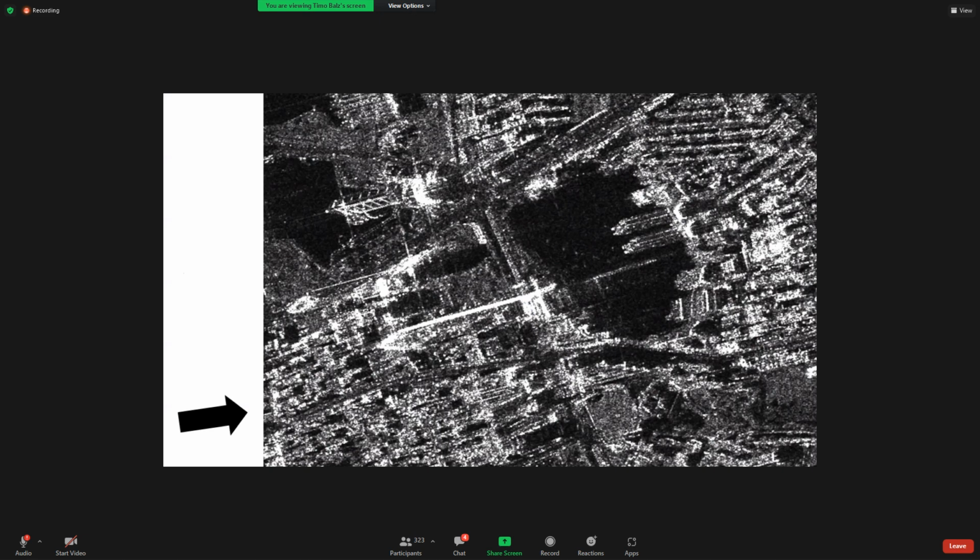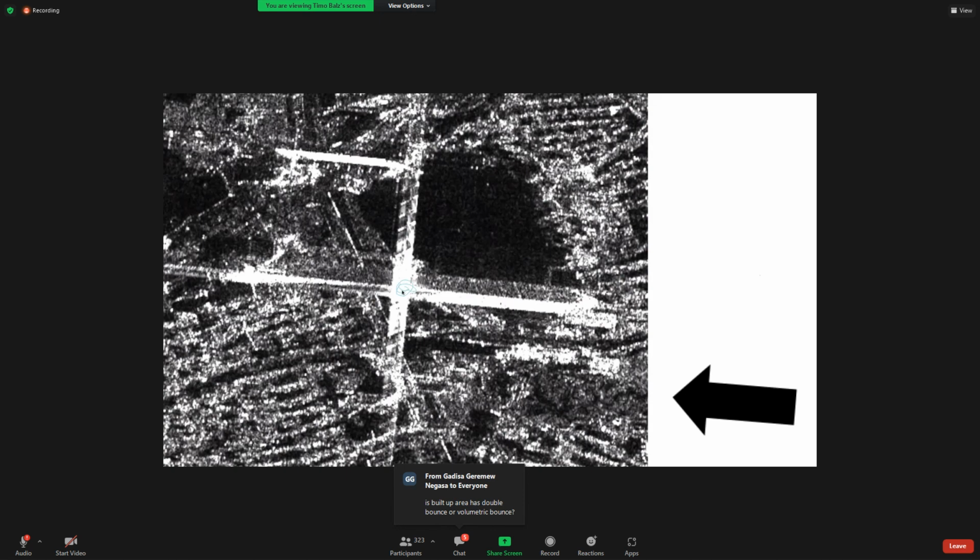Now let's take a look at that building from the other orbit. From the other orbit, it looks like this. What we see here is a layover and a very, very strong scattering center.